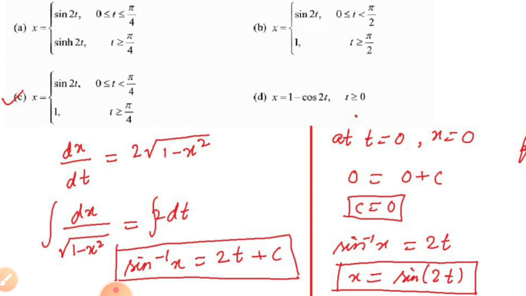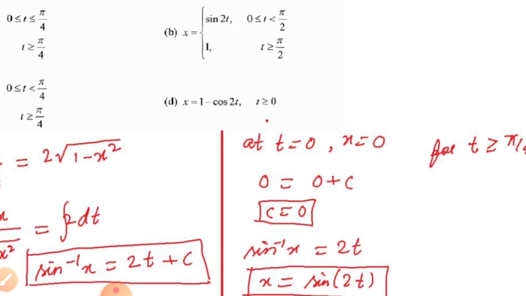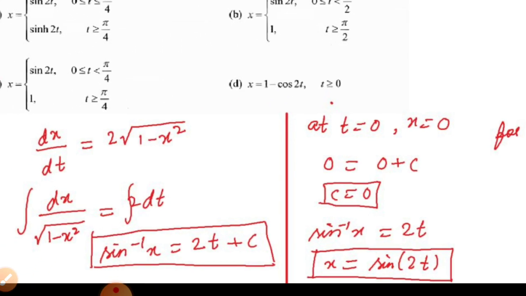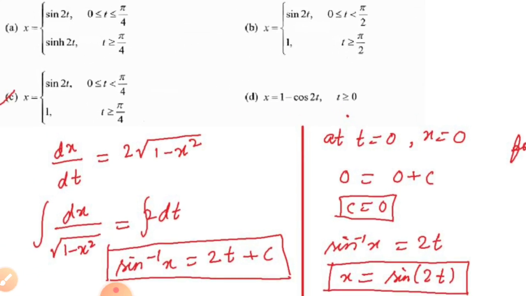When we put t equals 0, we have x equal to 0, so we can calculate c as 0. So the constant c will be 0. Again rearranging this equation, sin inverse x equals 2t can be written as x equals sin 2t, but mind it that t cannot be more than pi by 4 because the domain of the sin inverse function is between minus pi by 2 to pi by 2.